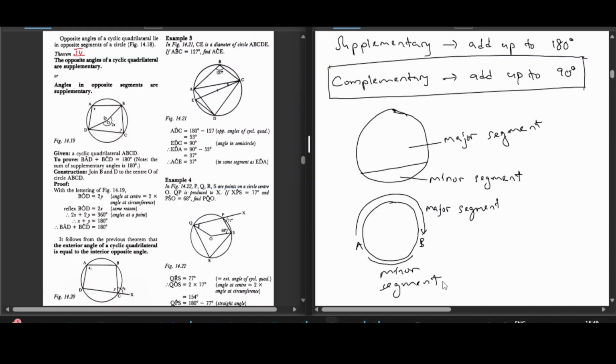So if angles are in different segments, those angles are called opposite angles. Then if we can identify opposite angles, we should know the theorem number 4 we are using, which says the opposite angles of a cyclic quadrilateral are supplementary, or angles in opposite segments are supplementary. So this is the wording. We are not going to repeat it because we are more concentrated on application.